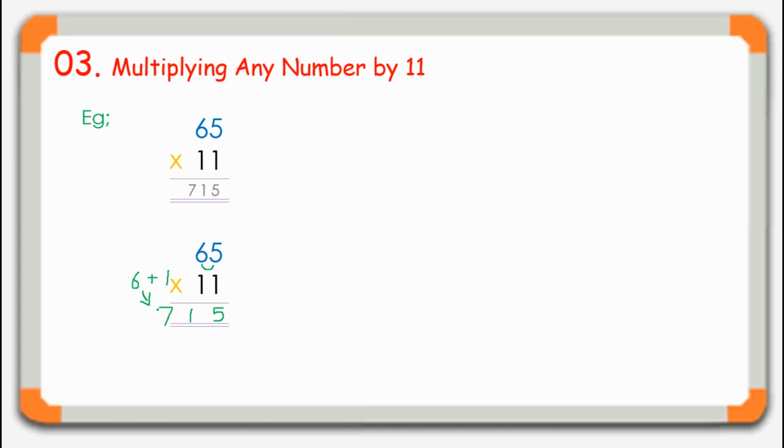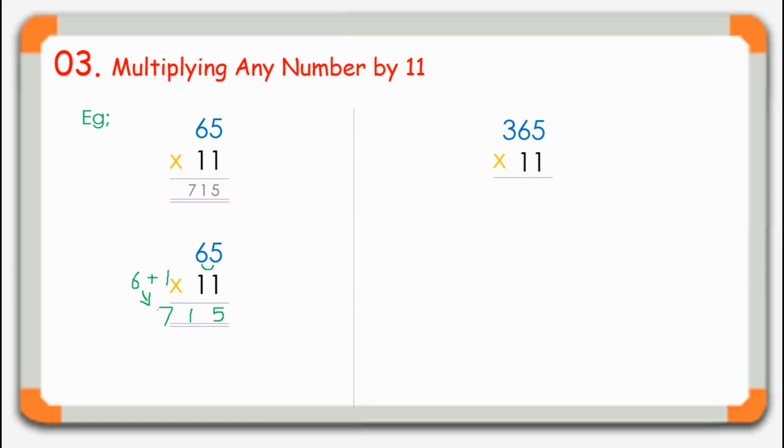This is how you multiply any given number by 11. This is a simple trick that you can use so that you can save some time in your question papers. So for you to get more familiar with this, let me show you another example. This time I will be using a bigger number. So that will be 365 multiplied by 11.